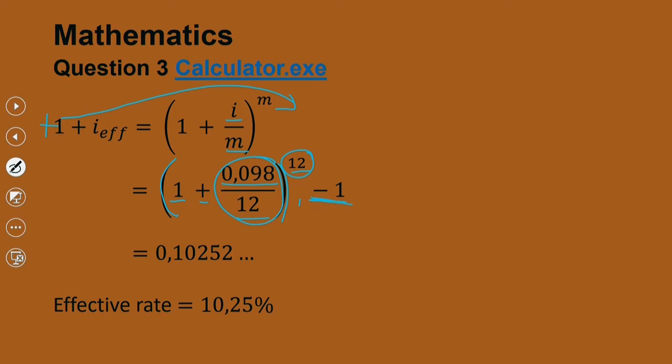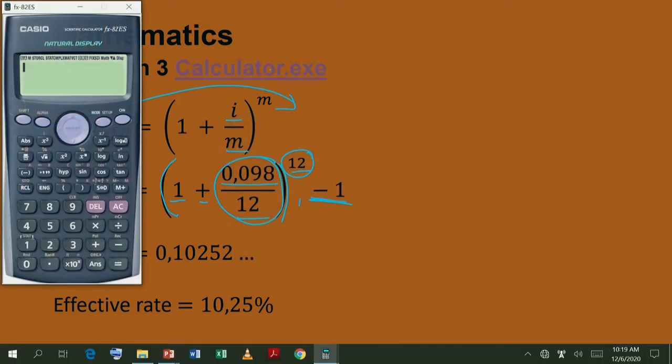Can we use the calculator to calculate this? Let's do that. So in order to do that, there's our calculator. What do we do? Remember, first of all, we must say open bracket. Then we say 1 plus. Then press the bracket sign. Type in 0.098. Down arrow. Divide by 12. Right arrow. And then close the bracket.